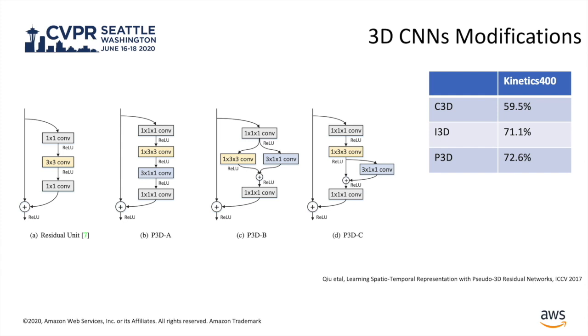As I mentioned, after i3D, publications need to compete on large-scale datasets, so I report performance on Kinetics 400 instead of UCF 101.